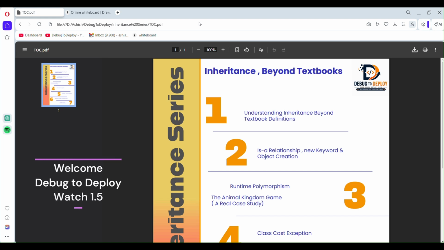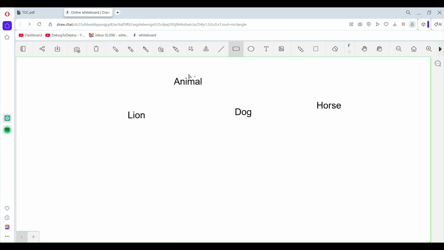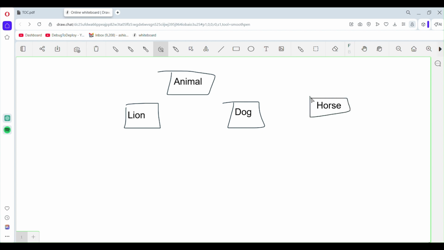So let's start with the first chapter, the basic understanding of inheritance beyond the textbooks. Let's think about this situation. Let's say we have this superclass and these all are the subclasses, correct? So we have a superclass Animal, and Dog, Horse and Lion. It means that Horse is an animal, Dog is an animal and Lion is an animal. So all the behaviors of Animal are also available inside the Lion.